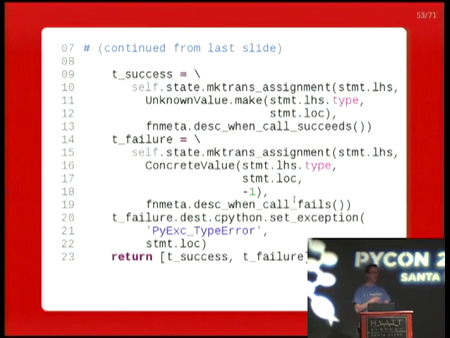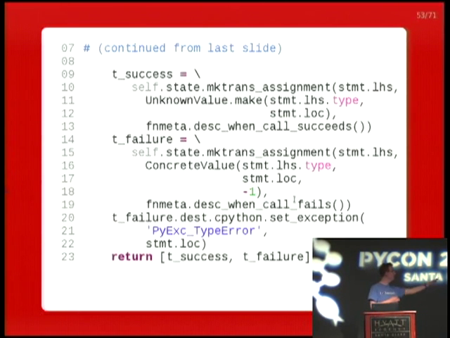And then at line 14, let's create the failure transition, where we say let's make an assignment to the left-hand side of the call of the concrete value negative 1, because that's what it returns when it fails. And again, annotate that transition with saying this is that function failing. But we can also say at line 20, the failure transition's destination state's CPython facet, we can say that there's a type error that has been set when that occurs. And then at line 23, we'll return there.